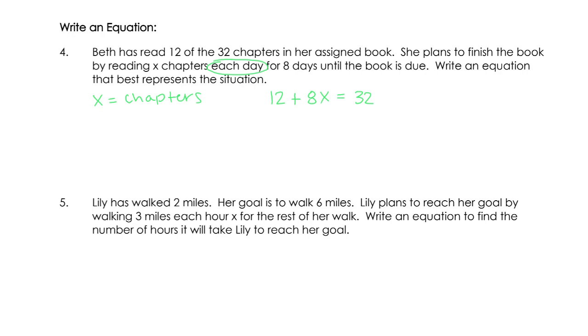Lily has walked 2 miles. Her goal is to walk 6 miles. Lily plans to reach her goal by walking 3 miles each hour for the rest of her walk. Write an equation to find the number of hours it will take Lily to reach her goal. So again, define our variable here. x is going to be hours. Now, Lily has already walked 2. Like I said on number 4, whatever they've started with, that's what we're going to start with. Her goal is to walk 6 miles. That would be the total. Again, when we see each hour, that means multiplication. So then we have plus 3x equals her total of 6 miles.